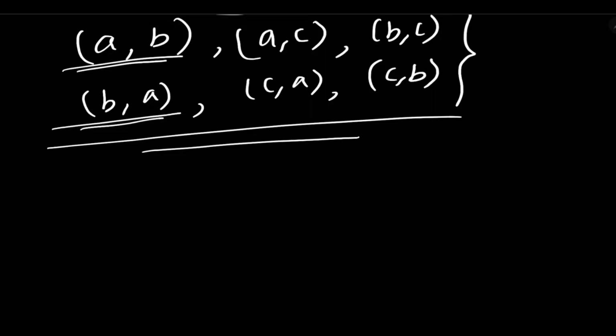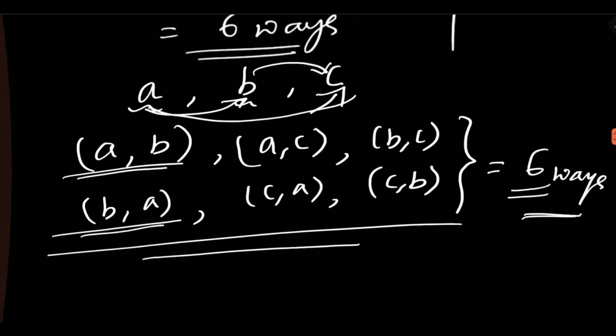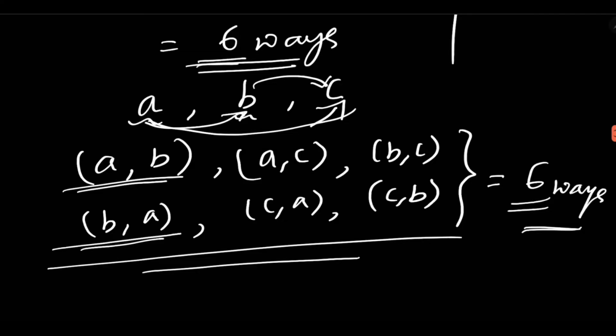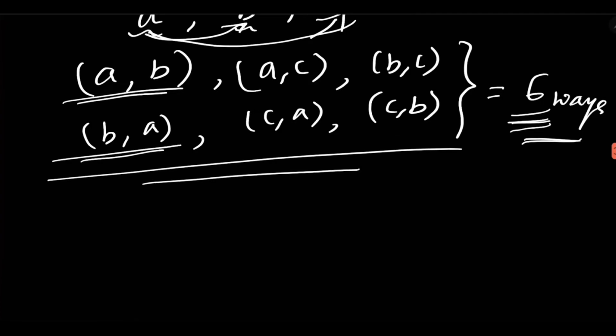So this comes up to 6 ways, right? Even while applying the formula we got 6 ways. Here also, 6 ways of arranging the objects.